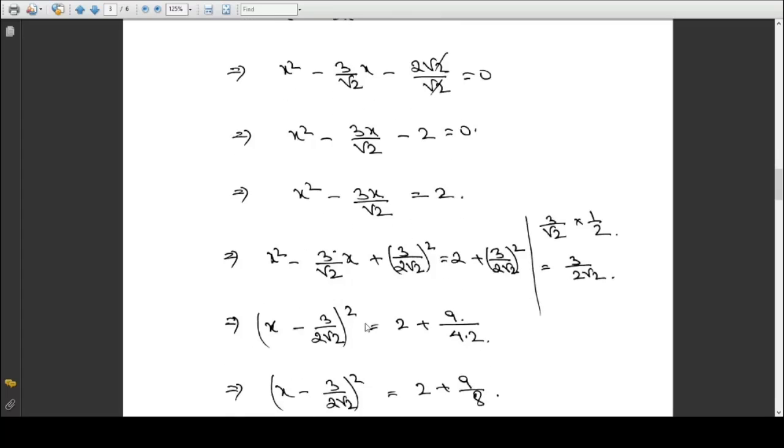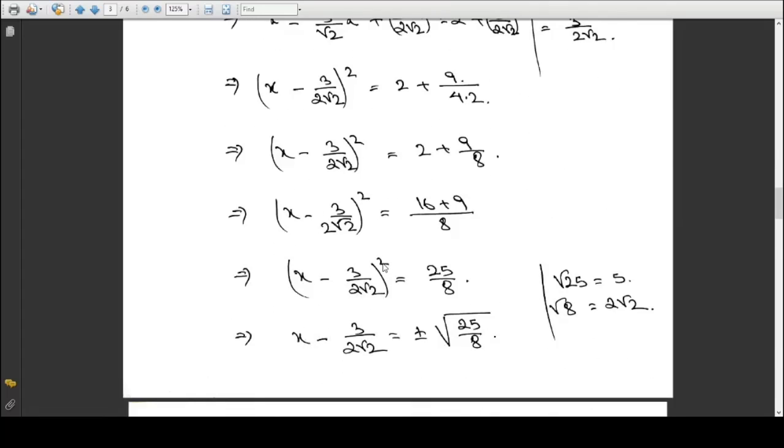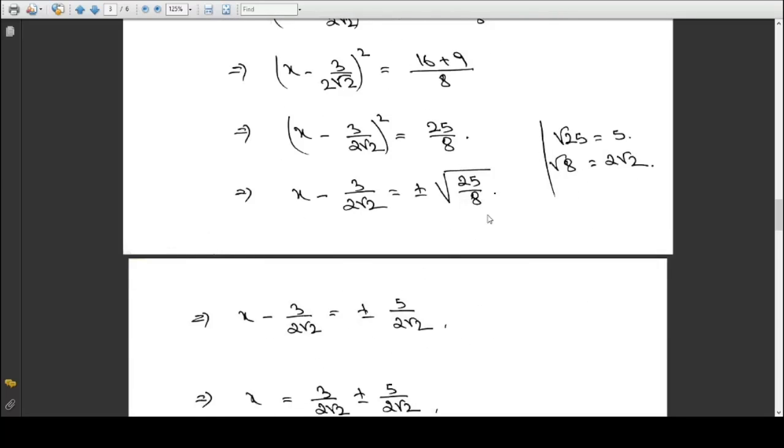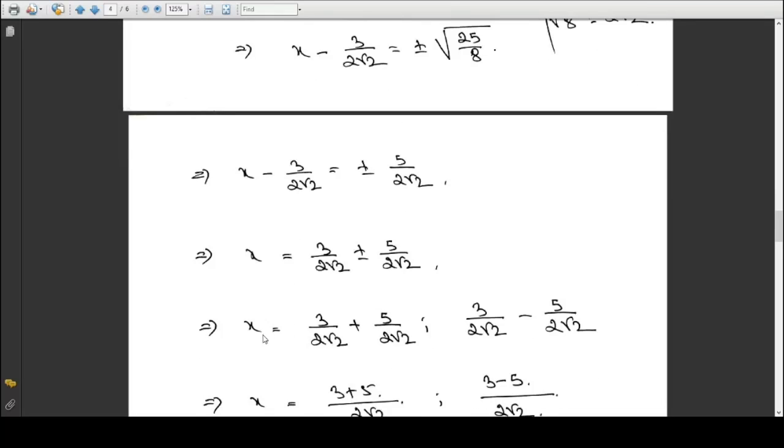Now here you get 25 by 8. On taking this square to the right, it will be plus minus root over 25 by 8. Now square root of 25 is 5, and square root of 8 is 2 root 2. We have done it earlier also, I've shown you earlier also. x will be, take this to the right side, 3 by 2 root 2 plus minus 5 by 2 root 2. Now here for x, one we take with plus, the other we take with minus.